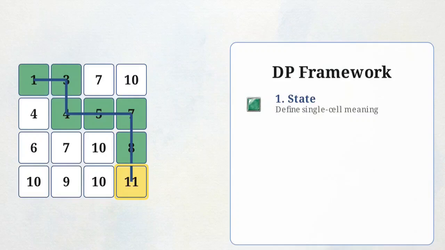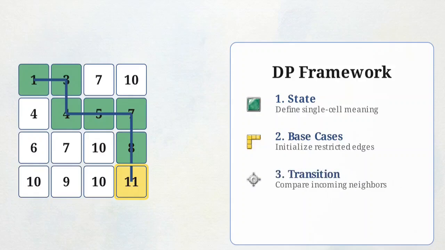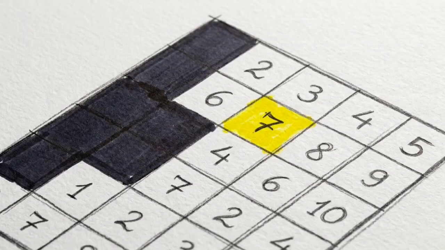Step 1. Define what your single cell state represents. Step 2. Establish base cases along strictly restricted edges. Step 3. Define the transition function comparing incoming neighbors. And Step 4. Iteratively sweep the matrix. By anchoring logic to known values and building one step at a time, dynamic programming processes an exponential maze into a sequence of verified calculations.